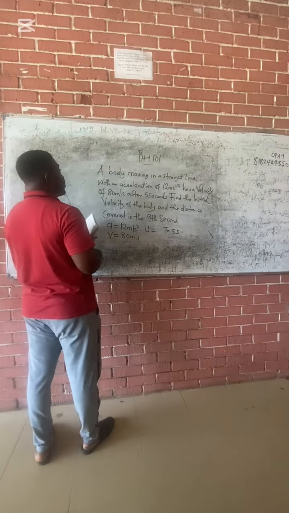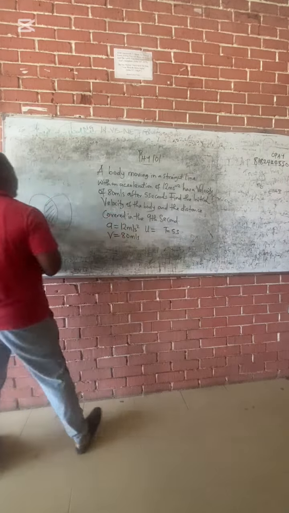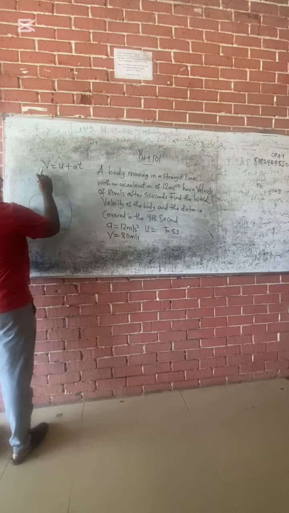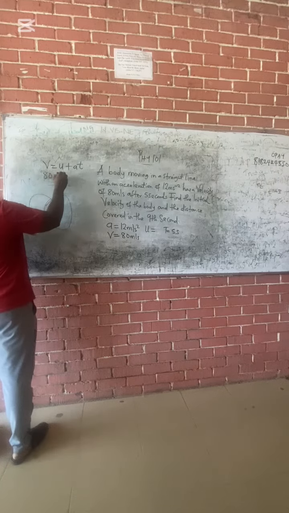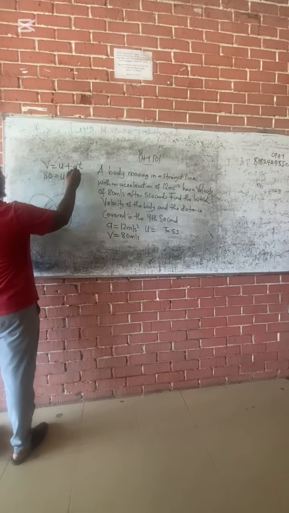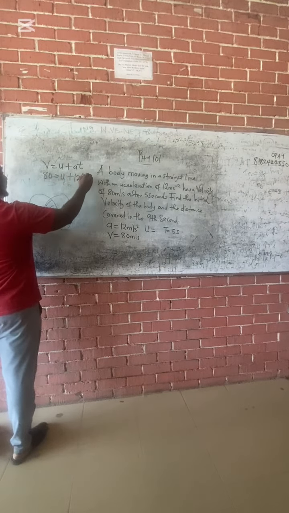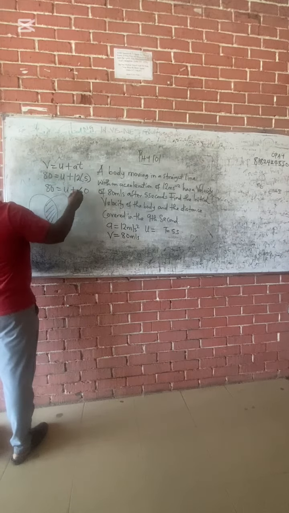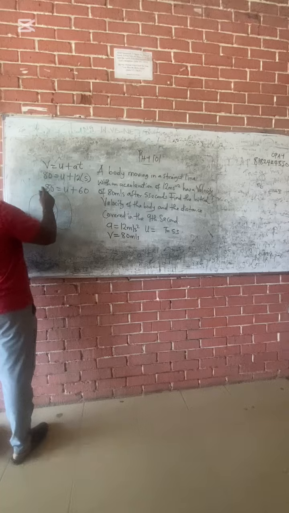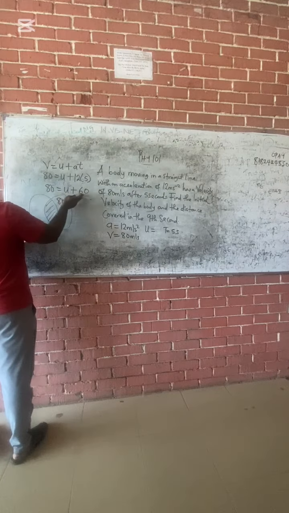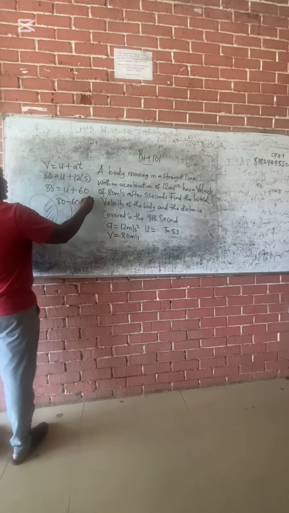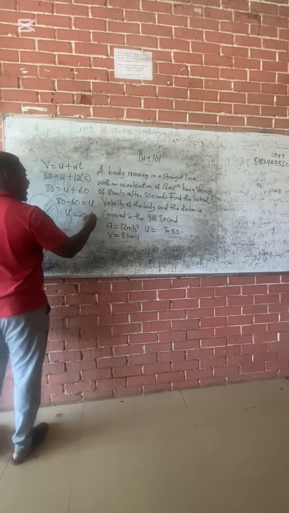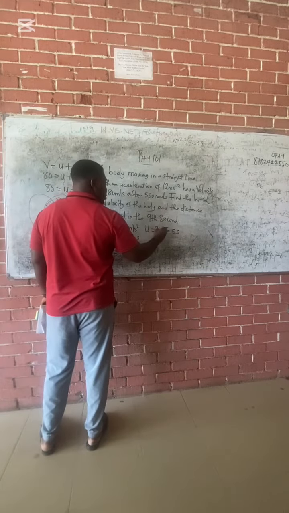Class, for the initial velocity u, we can use the normal equation of motion v equals u plus at, right? Our v is 80. Our u we don't know. Our a is 12. Our t is 5. So 80 equals u plus 12 times 5, which is 60. Bring 60 to this side. 80 minus 60 equals u. So class, our initial velocity is 20 meters per second.